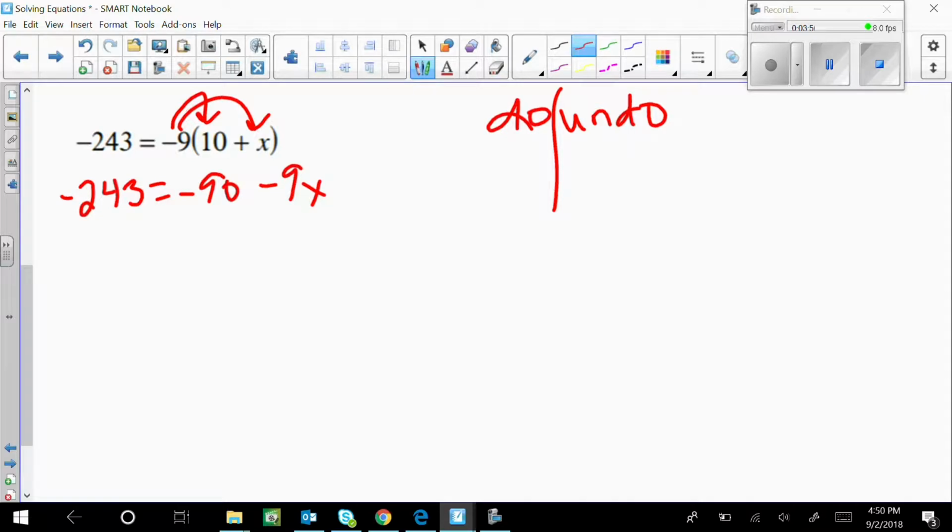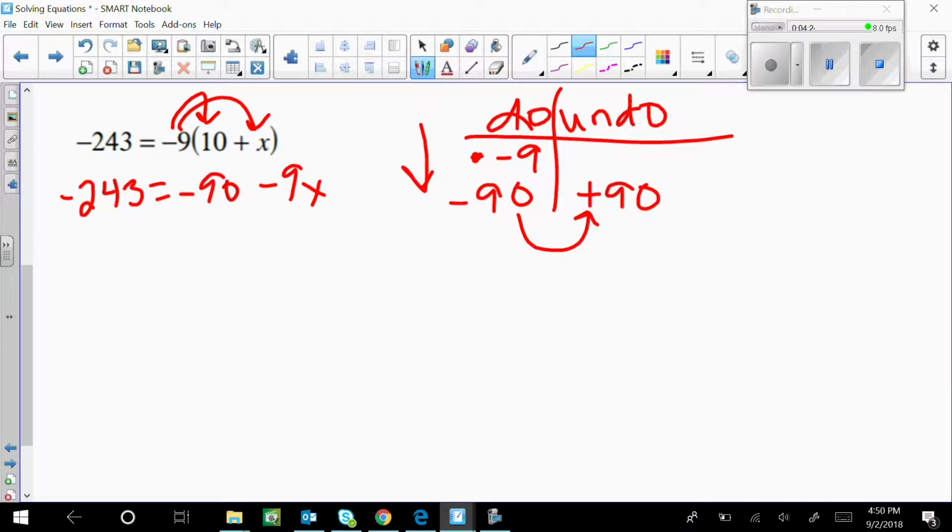So what I'm going to do here is look to see I have no parentheses or grouping symbols. I have no exponents, so I'm looking for multiplication or division. I'm multiplying by negative 9. And then it's subtracting 90. Now I need to do my undo. So remember, I went down for my do, I'm going to go up for my undo. Inverse operation of minus 90 is plus 90. Inverse operation of multiply by negative 9 is divide by negative 9.